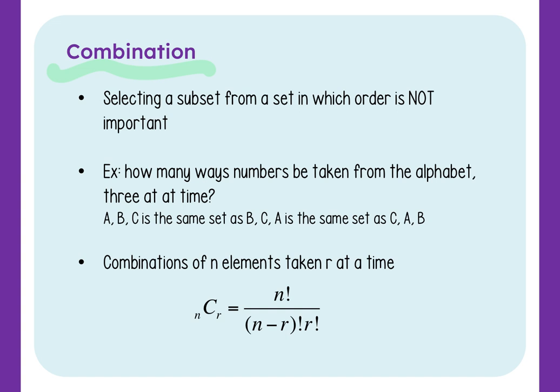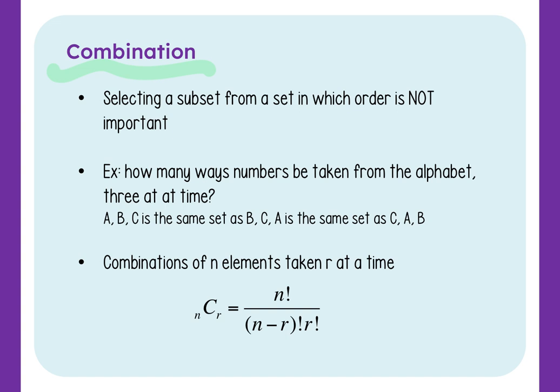Okay, if I put A and B or B and A, we count them both for a permutation, because we're talking about where they're arranged and order matters. A combination is I'm just selecting letters out of a bin. What are the different ways that I can get letters? That is a combination, and this is when order does not matter.